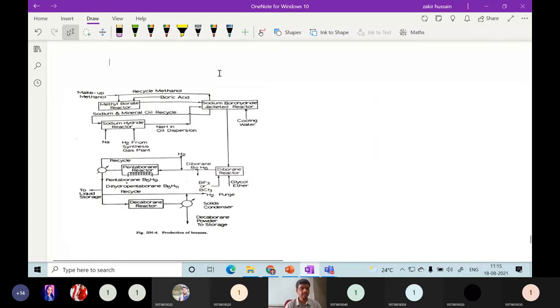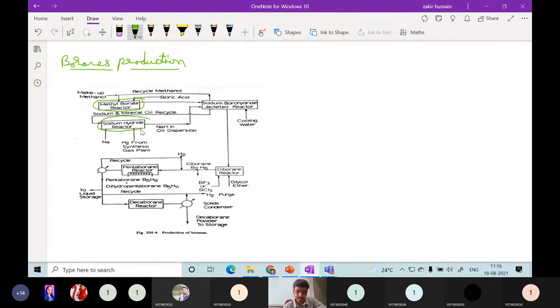Okay, this is called boranes production, B-O-R-A-N-E-S. Boranes are nothing but boron hydrogen compounds. In this one, first if you see, this is the reactor. The methyl borate reactor is the first reactor, and this is the second reactor, the sodium hydride reactor. What is the use of these reactors?